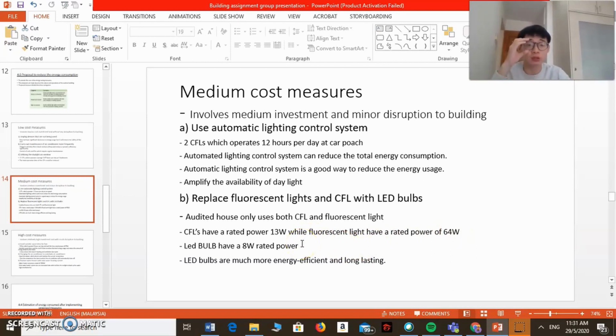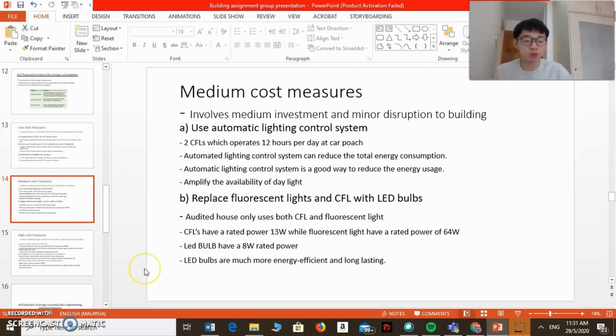So we suggest the user to use LED bulb instead of CFL and fluorescent lights. LED bulbs are much more energy efficient and long lasting. And aside from that, LED bulb actually consumes less power when producing the same amount of lumens when compared to both CFL and also fluorescent light.